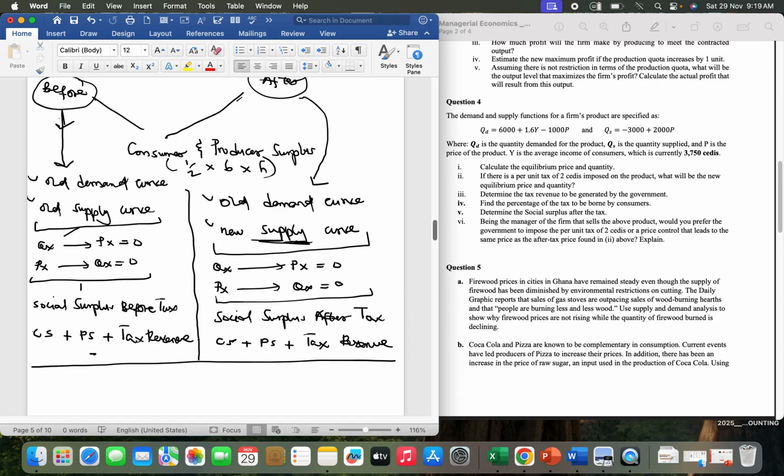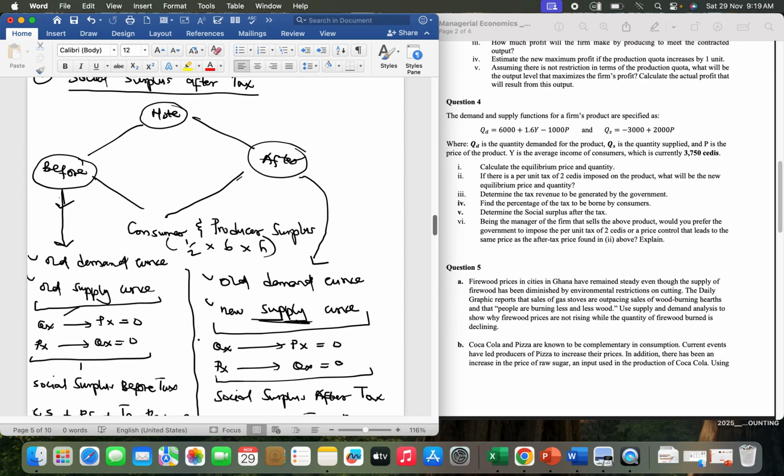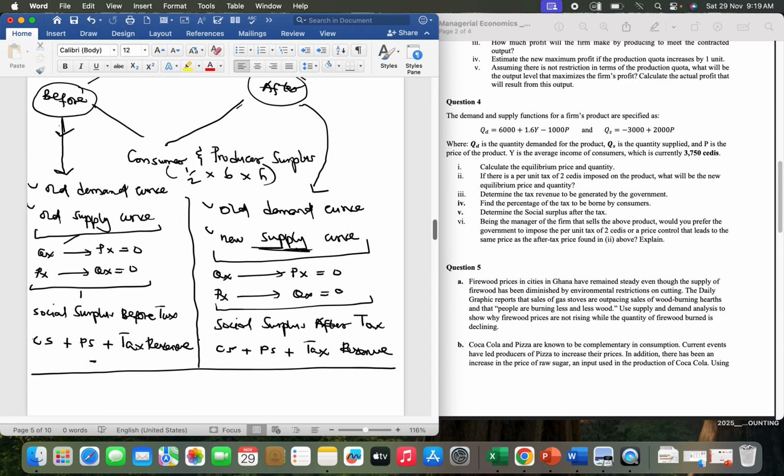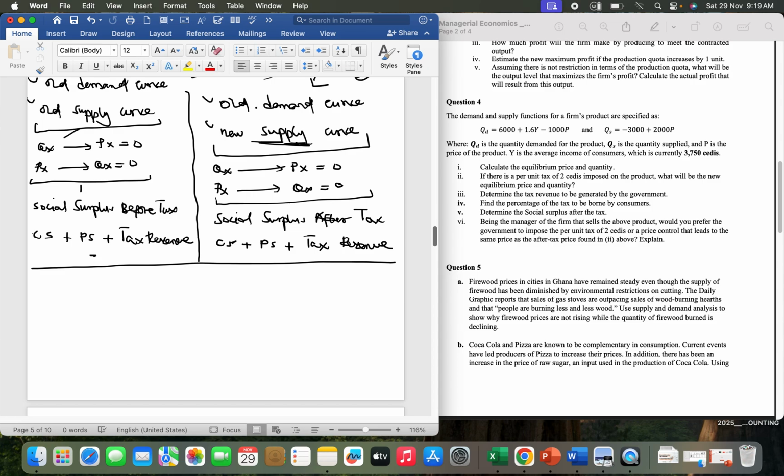I think it's good. Now let's move back to our question. Our question is after tax, so we are going to use this particular concept. After tax, I need what? The old demand curve and the new supply curve. Remember, what we are solving is after tax. So the old demand curve.